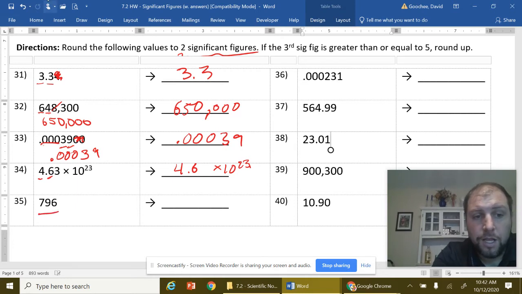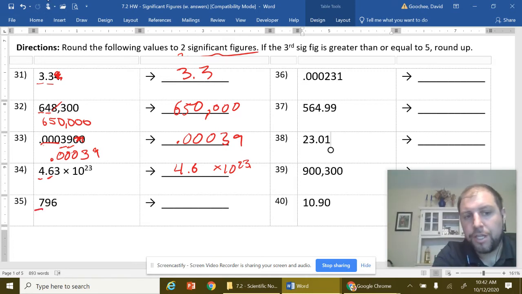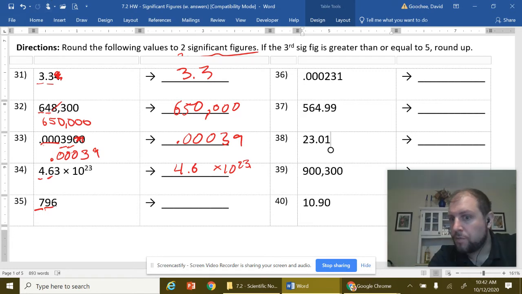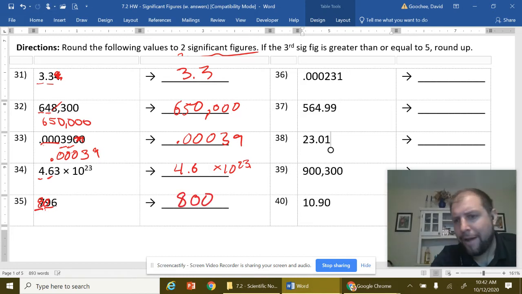Here's another one, 796. Okay, so you can keep the 7. You can keep the 9. The 6 has to round away. But because it's more than 5, it would cause this to round up, which in this case causes this to round up. My lord, this becomes 800. Now, here is an inherent problem in these significant figure calculations, the way we have to deal with them. And that is that you look at this and you're like, that's only one significant figure, Mr.